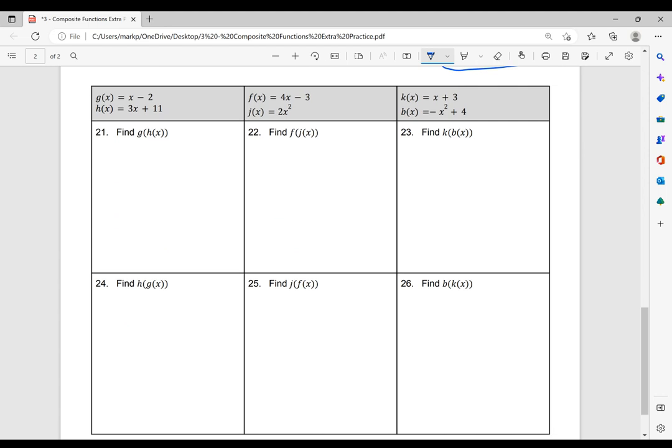All right, we'll do 21 first here. Actually, that's fine. So now we're doing this whole one here. So we're going to plug h of x into g since there's no numbers. So g of h of x is 3x plus 11. So the g function is x minus 2, which is going to be 3x plus 11 for x, minus 2. So 3x plus 11 minus 2, which is going to be 3x plus 9.